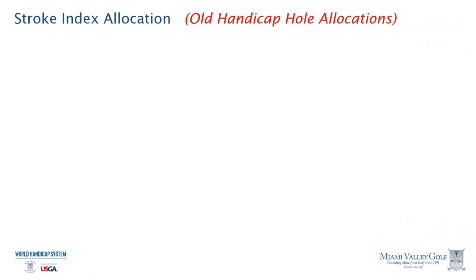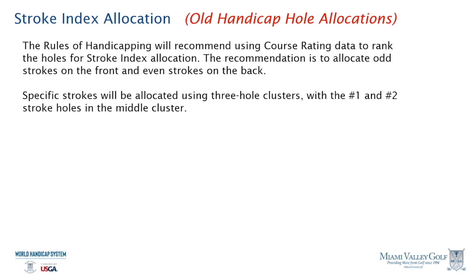Okay, so stroke index allocation, the old handicap hole allocation component. The rules of handicapping recommend using the course rating data to rank the holes for stroke index allocation. The recommendation is to allocate odd strokes on the front and even strokes on the back. Specific strokes will be allocated using 3-hole clusters with 1 and 2 strokes in the middle cluster. Now, this is a recommendation, all right? So you can essentially see what's happening here, and this is done using the course rating data.